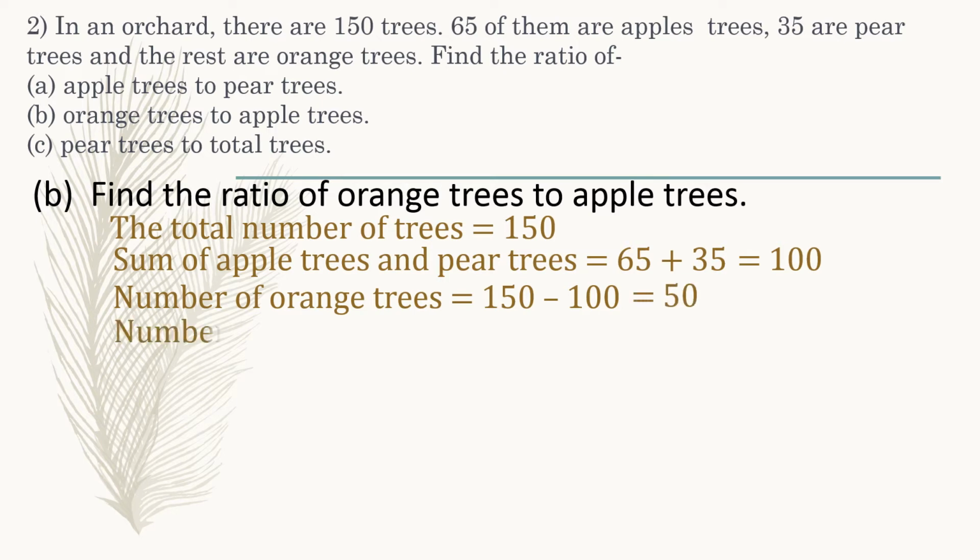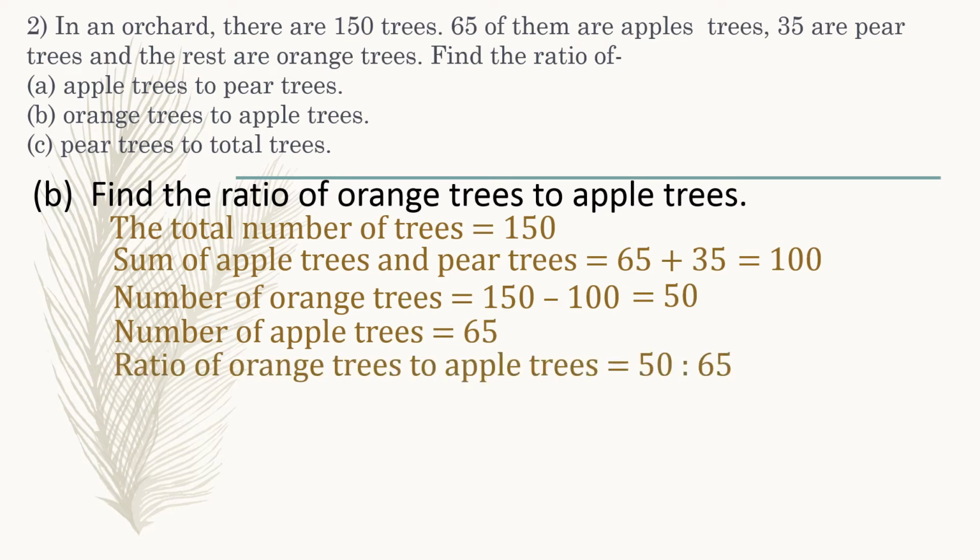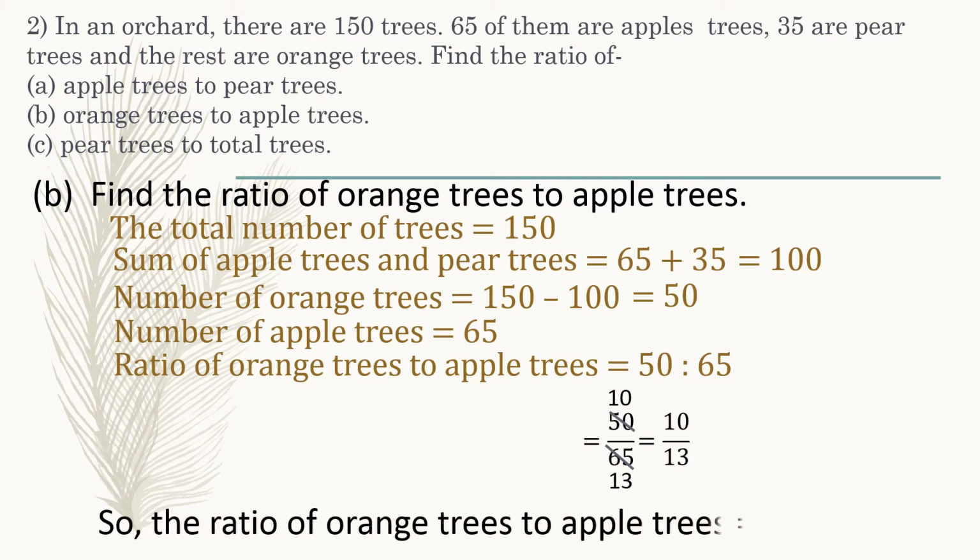And number of apple trees is equal to 65. So the ratio of orange trees to apple trees is equal to 50 is to 65. To simplify, write it as a fraction, that is 50 upon 65. See, 50 and 65 both are divisible by 5. So divide. 5 10s are 50 and 5 13s are 65. So we get 10 upon 13. So the ratio of orange trees to apple trees is equal to 10 is to 13.